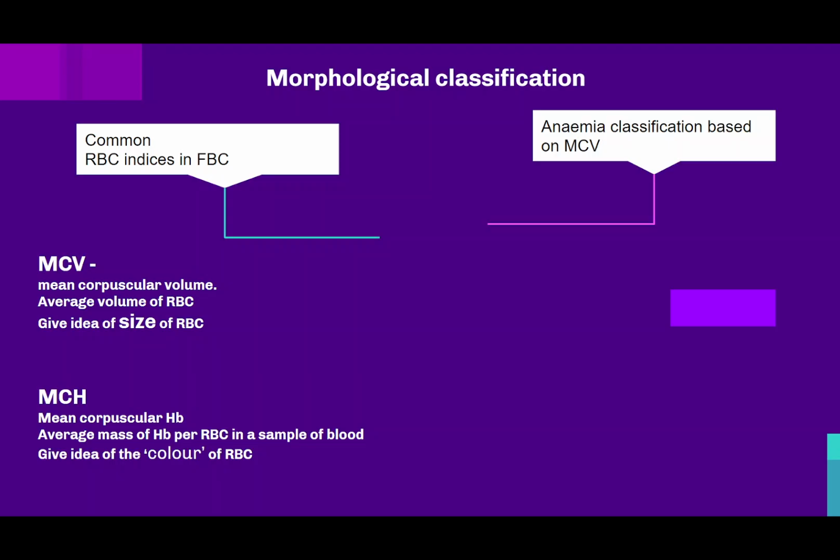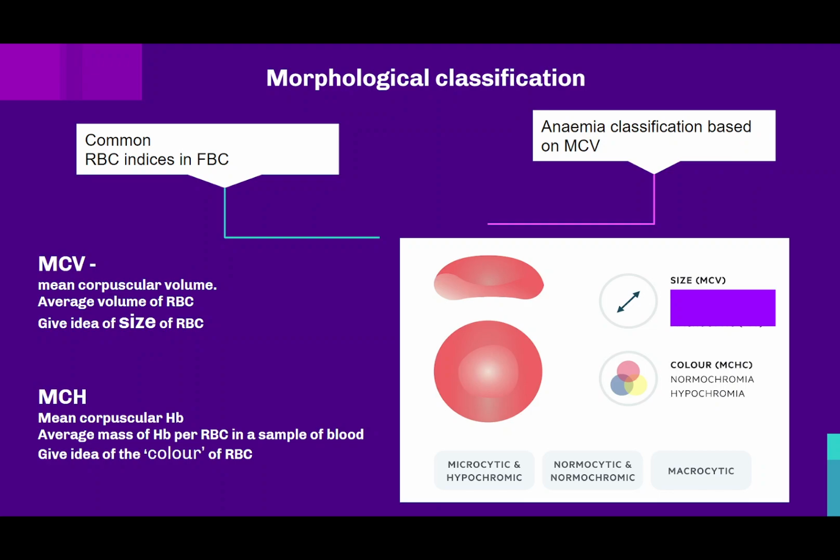Anemia classification based on the MCV is that we can divide them into microcytic, normocytic, or macrocytic. Cytic means size. On top of that, we also can put in the color. Chromic means color. So at the end of the day, we can have a classification of microcytic and hypochromic red cells, normocytic and normochromic red cells, where normo means normal, or macrocytic, where macro means large.